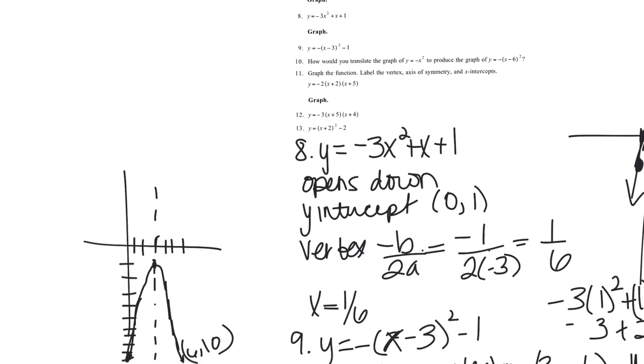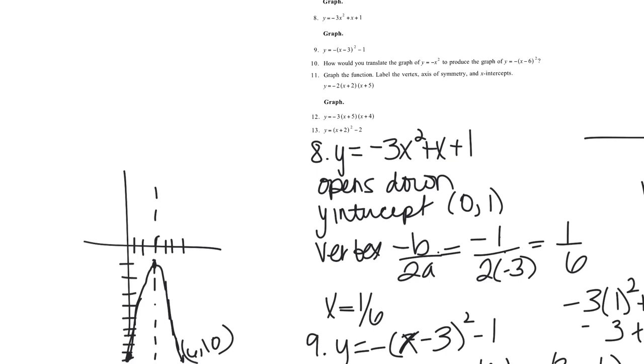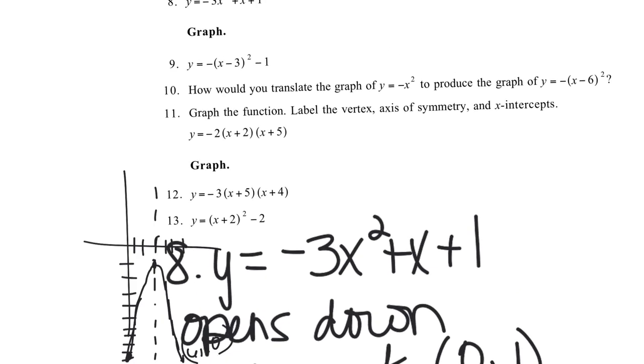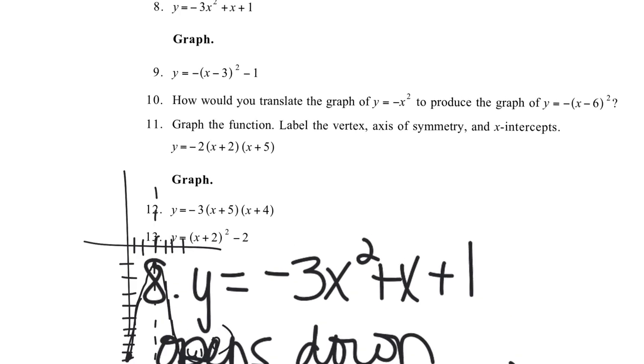And the next problem, how would you translate the graph of -x squared to produce the graph of y equals -(x minus 6) squared? So notice that the negative is already here, right? The negative's already here, so it's not asking about reflecting it in the x-axis. But this -6 translates it which direction? To the right 6. Remember, when it's inside the function, it's opposite.